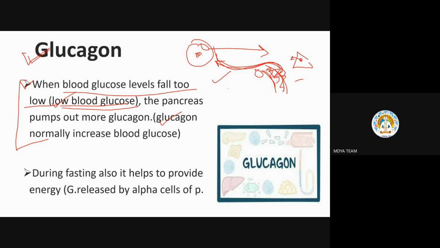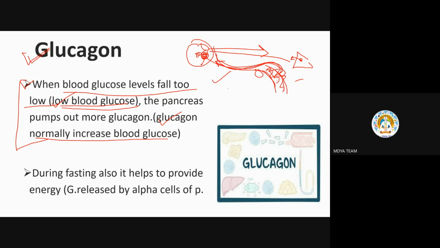This glucagon goes into the liver, where glucose is stored in the form of glycogen. It breaks down that glycogen and brings it back in the form of glucose to the bloodstream. Therefore, it is said that glucagon normally increases the blood glucose. Now, is it clear, or do I need to explain again? Yes, ma'am.